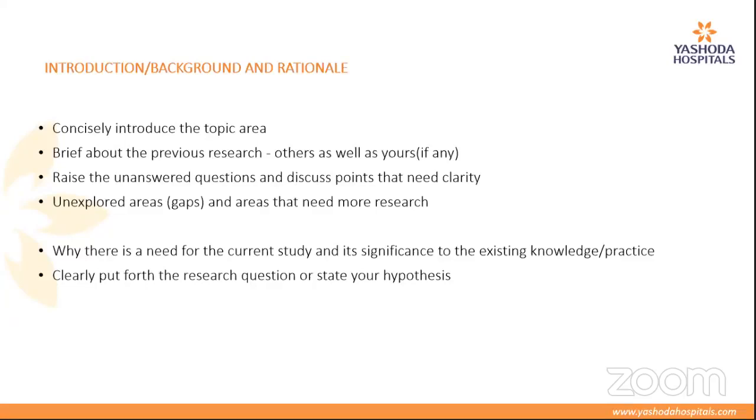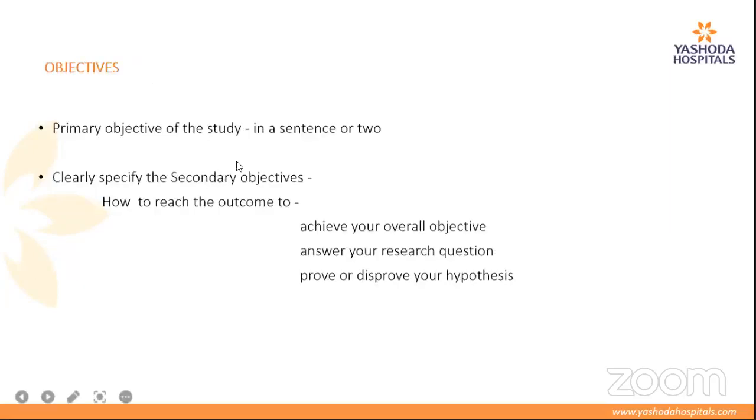Coming to the objectives, the primary objective should be very crisp whenever we do it. It should be explained in a sentence or two. The rest of the objectives are secondary, and they tell us how we achieve our overall or primary objective, and how this answers our research question, or how it proves or disproves our hypothesis.